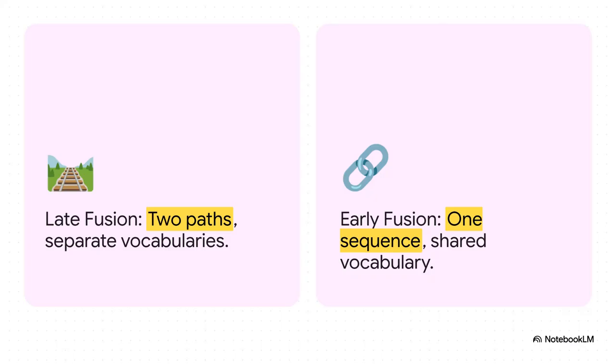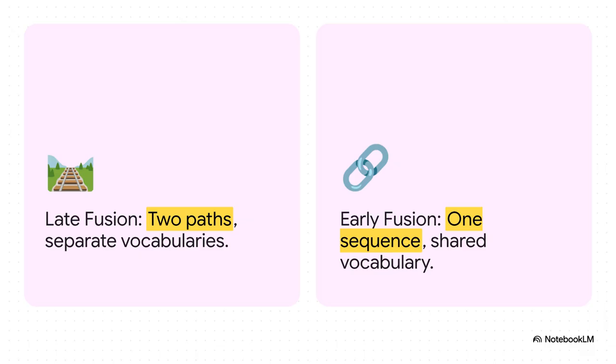Think of the old way of doing things, late fusion, a lot like two trains running on completely separate tracks. Text goes down one path to be embedded, while an image goes down a totally separate visual path, and they only finally meet at the very end inside the large language model. Their vocabularies never actually overlap.